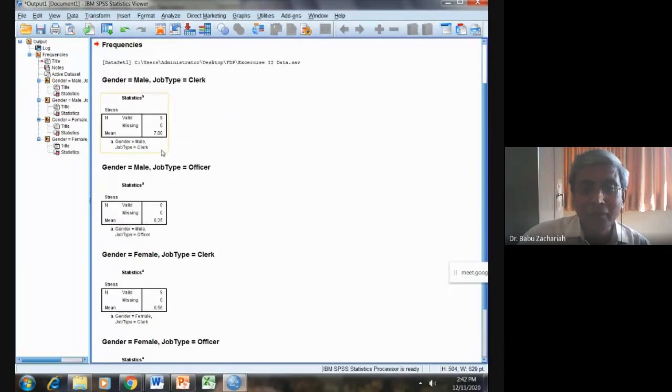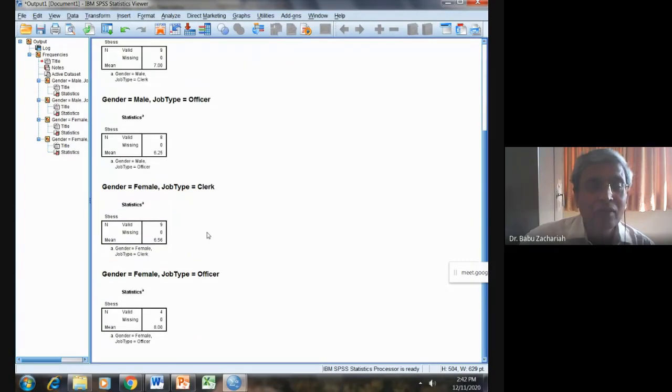See, the output have come. Male clerk, mean stress is 7. Male officer, mean stress is 6.25. Female clerk, mean stress is 6.56. Female officer, mean stress is 8. Each category it is giving separately.